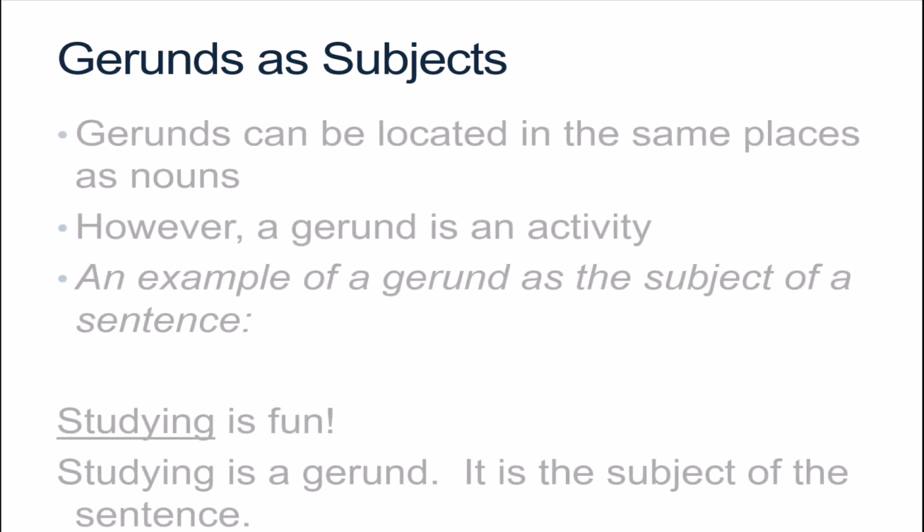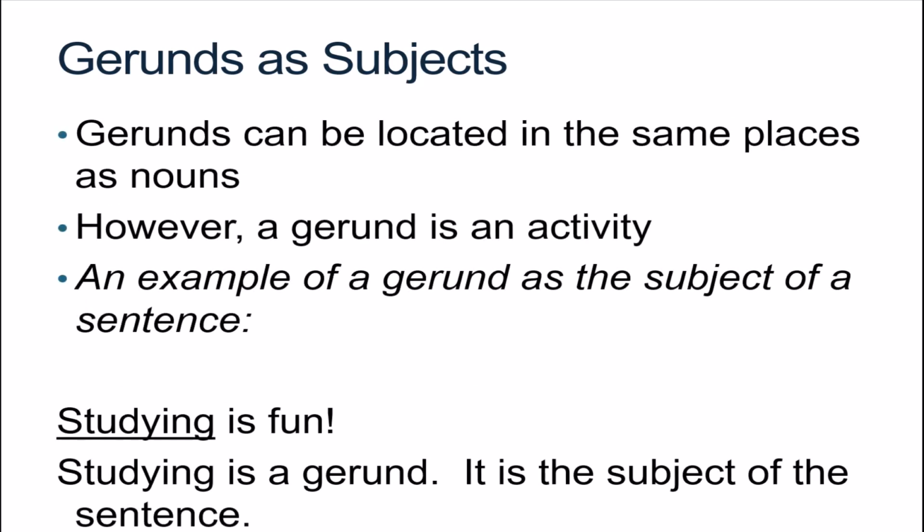Now let's move on to gerunds. Gerunds can be located in the same places as nouns. However, a gerund is an activity. An example of a gerund as the subject of a sentence is the following. Studying is fun. Studying is a gerund. It is the subject of that sentence.